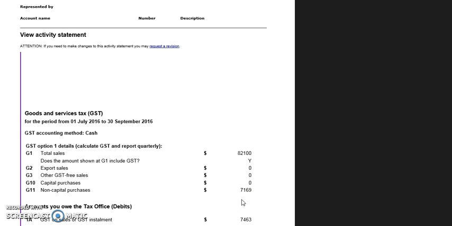And so we take the 82,100 minus your 7,169, which is going to give you 74,931. So that's for that quarter to the end of September.